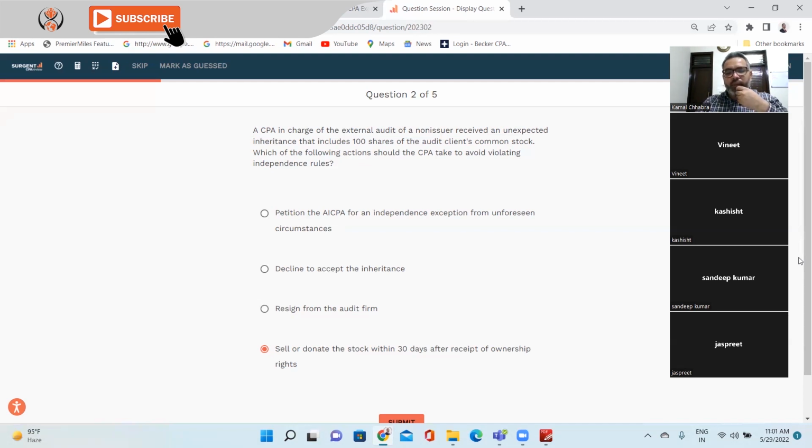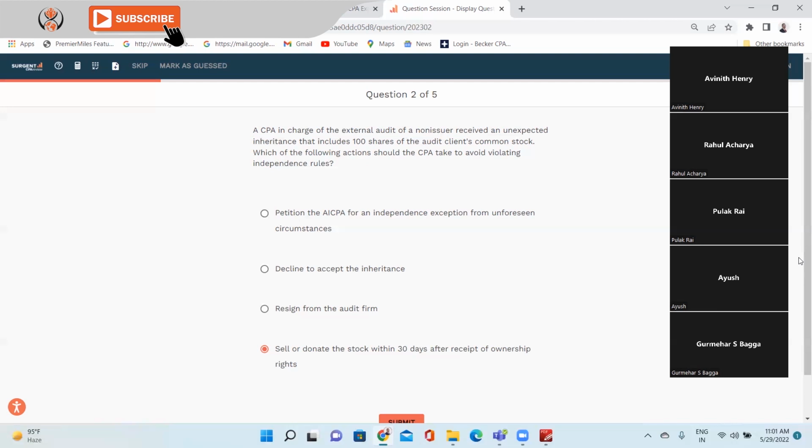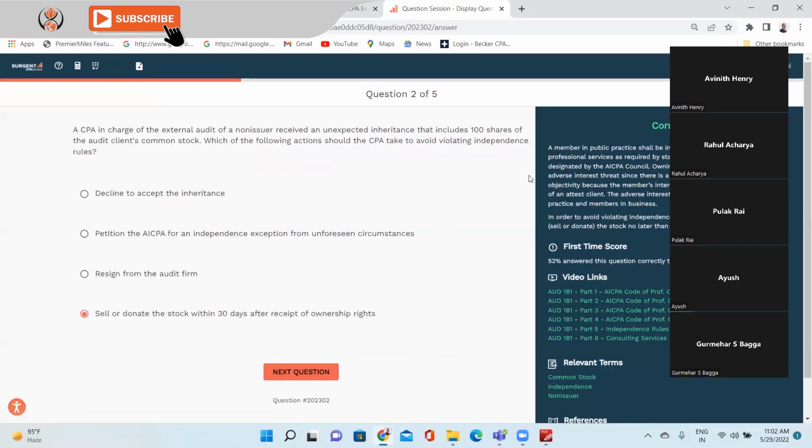Okay. Yeah, we'll be discussing certain exceptions to the general rule. So this situation comes under the exception to the general rule. Rahul, Pulak, Ayush, Gurmehar, what's your thought? Sir, since you gave a hint that there is an exception, even I go with the last option. Okay, that sounds good. So yeah, that's right.